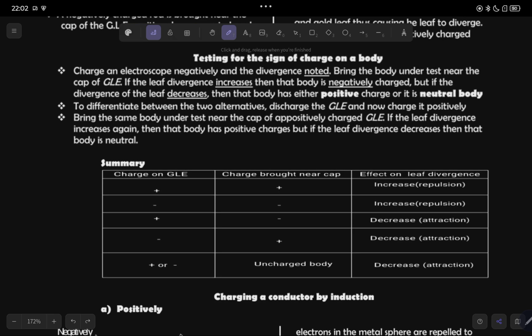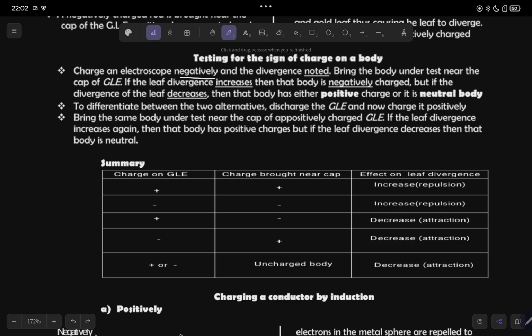Now, if we want to test the sign of a charge on any charged body, the first step we shall do is to charge an electroscope. This time, we are charging the electroscope negatively. When we charge it negatively, of course, as we saw, the gold leaf diverges. So after the gold leaf of the gold leaf electroscope has diverged, now we bring the body we want to test near the cap of the gold leaf electroscope.